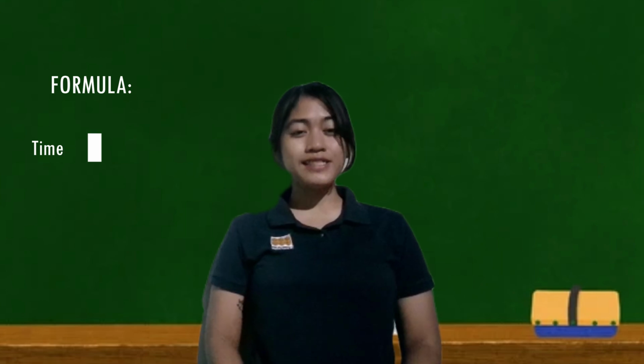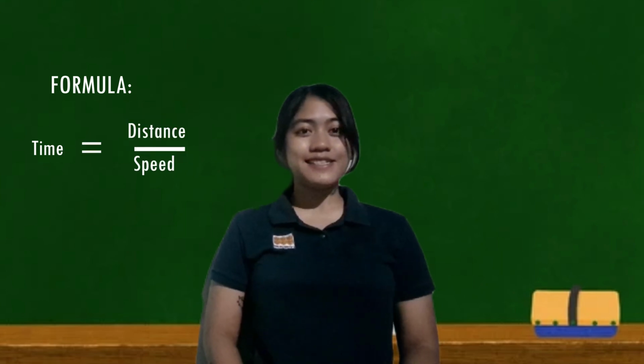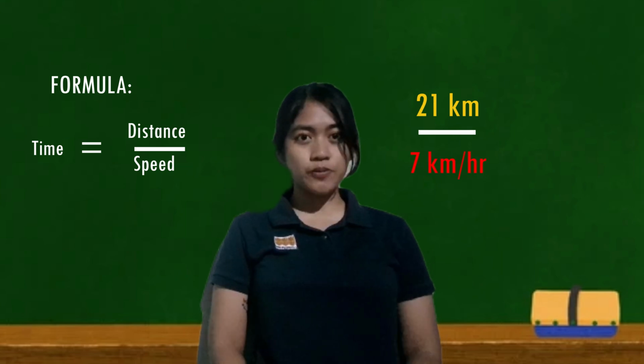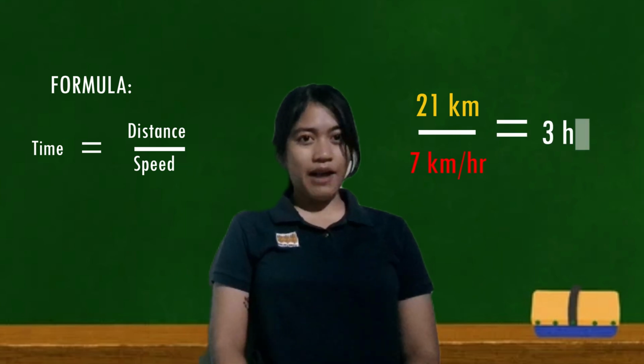So, what is your final answer? Awesome, you are correct. It's 3 hours. Given the formula time equals distance over speed, the distance of 21 kilometers is divided by the speed of 7 kilometers per hour. That means it's 3 hours.